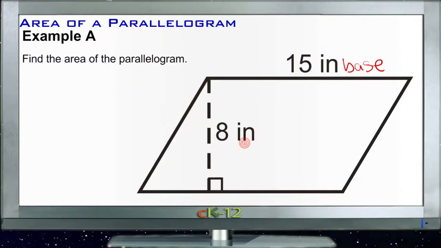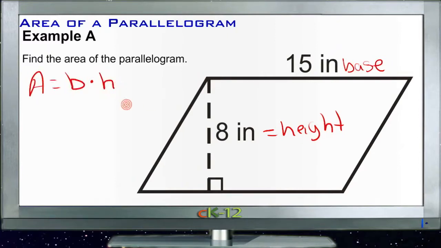So to find the area, all we need to do is take the height times the base. So area equals base times height. So we get 15 times 8. Well, 8 times 10 is 80, so half of that is 40, and we have 80 plus 40, that's going to be 120 inches squared.